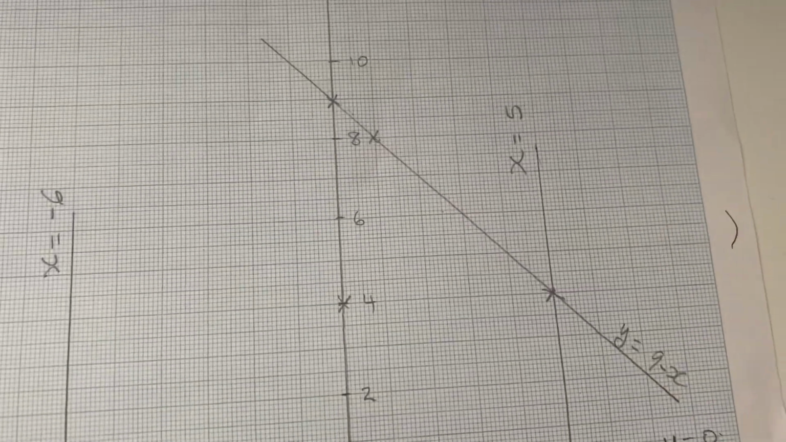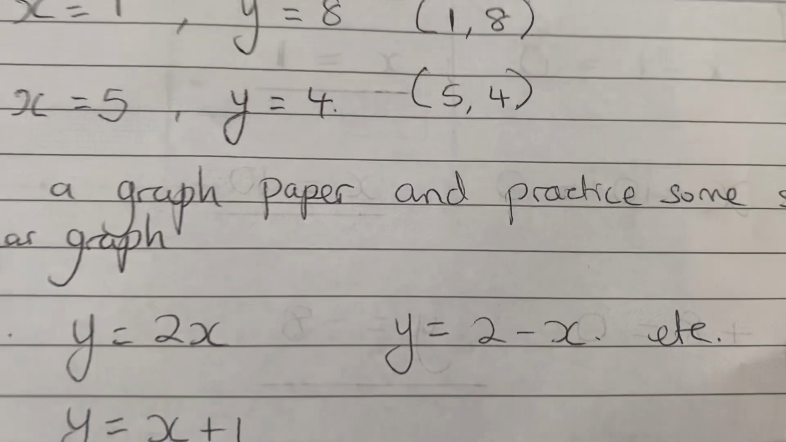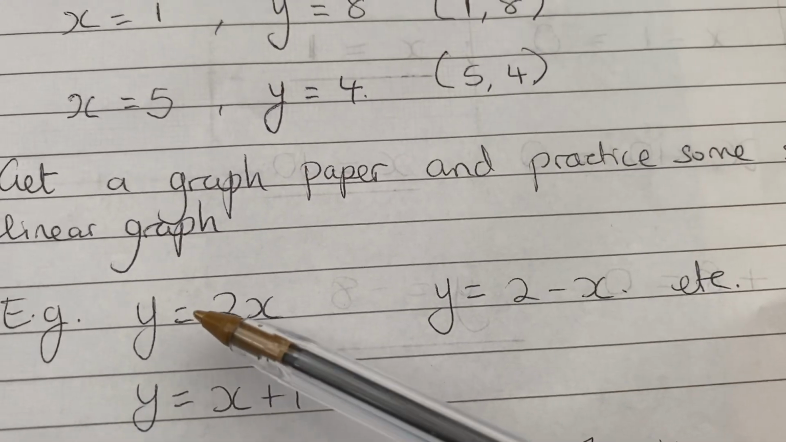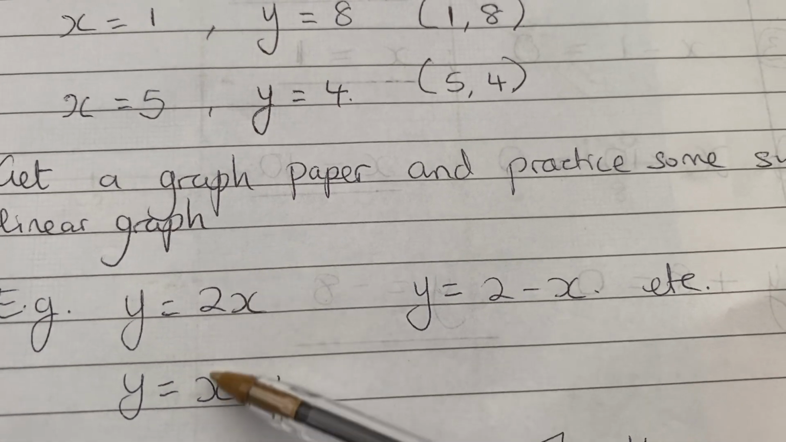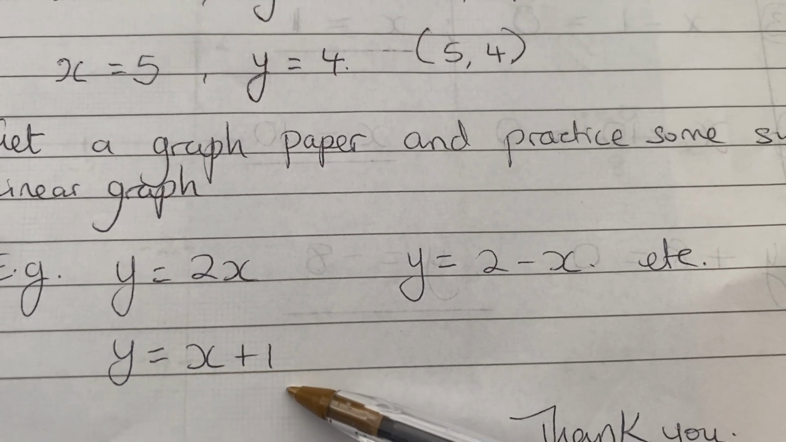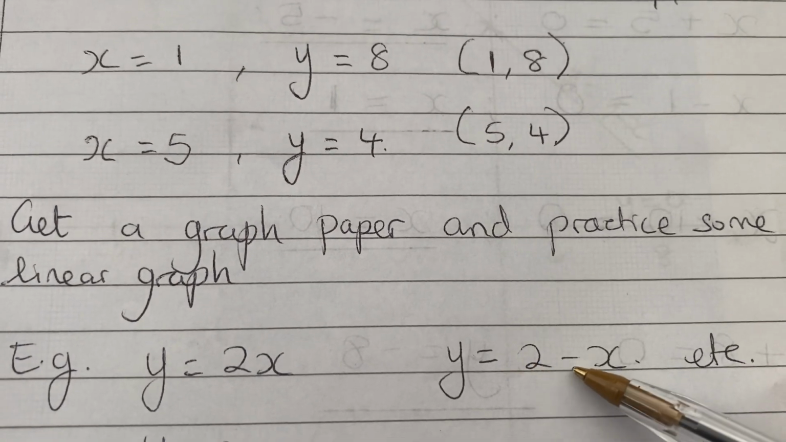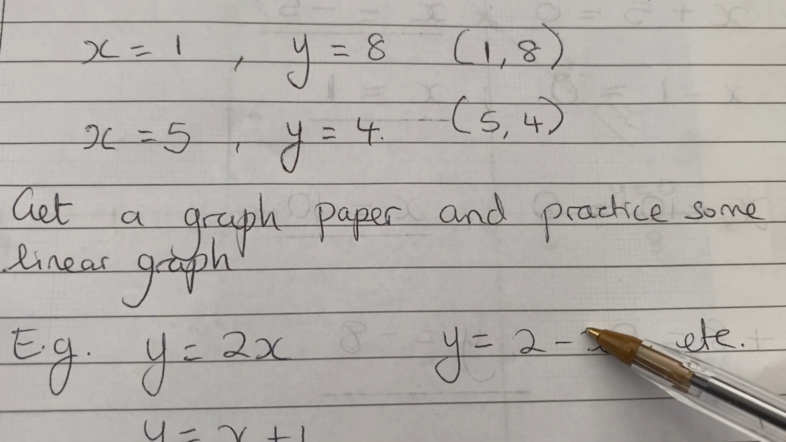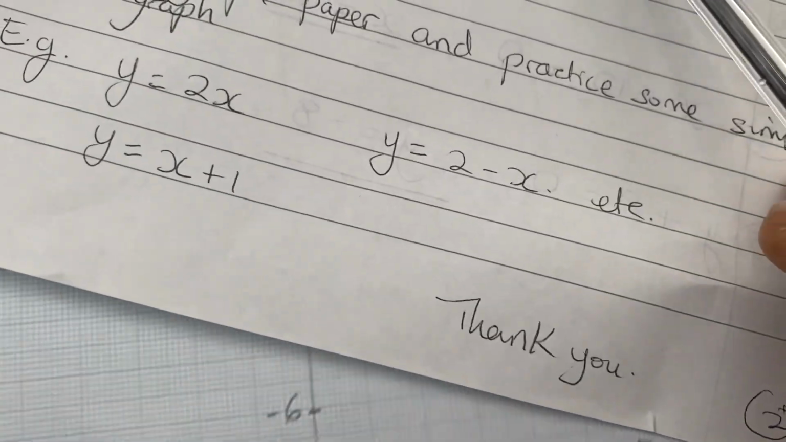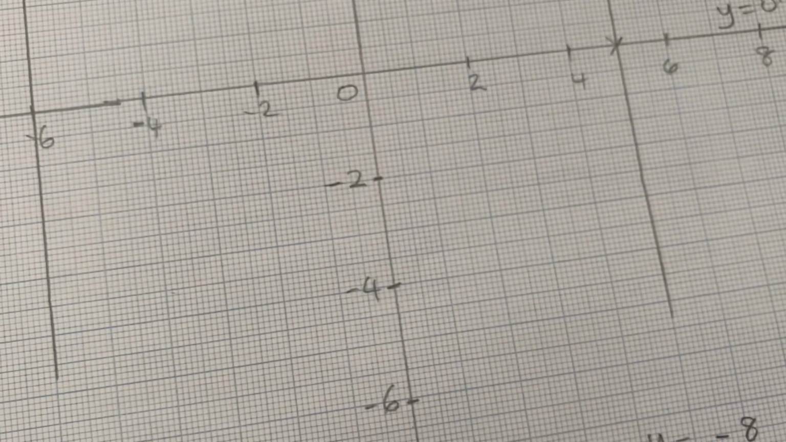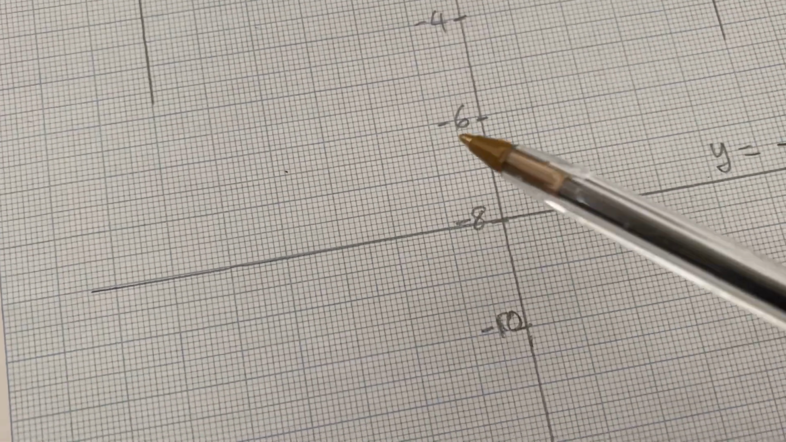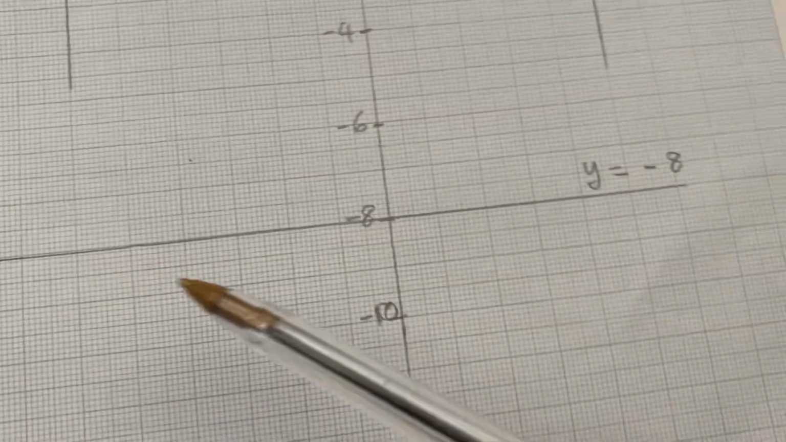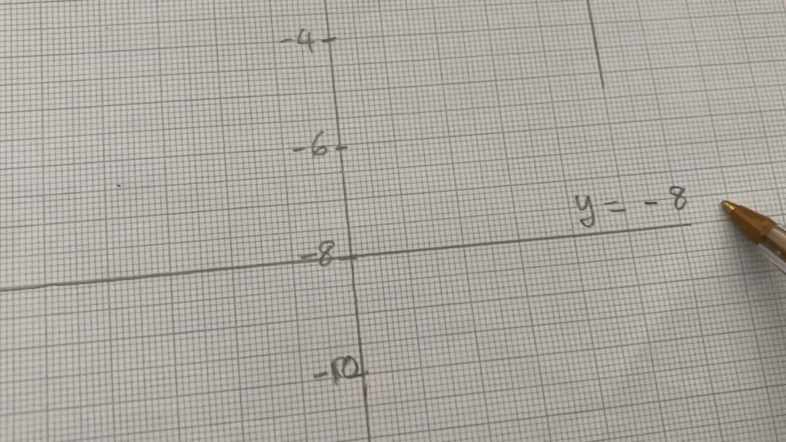So you can get your own graph paper and draw the graph y equals 2x. All these are linear graphs. y equals x plus 1. y equals 2 minus x. Some will have positive gradient, some will have negative gradient. But before I wrap up today's lesson, look, I've just drawn here y equals -8.